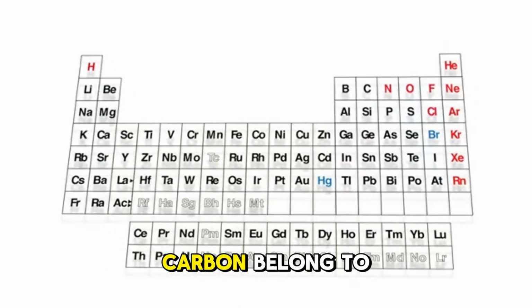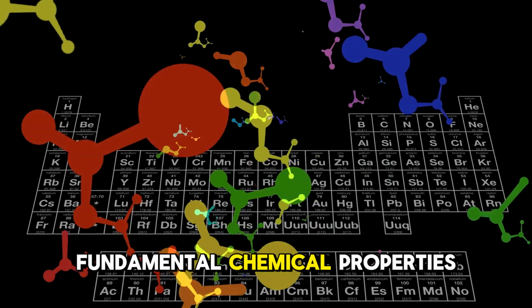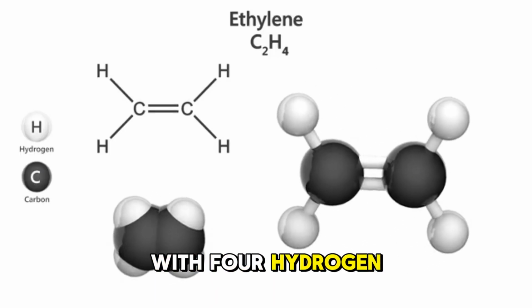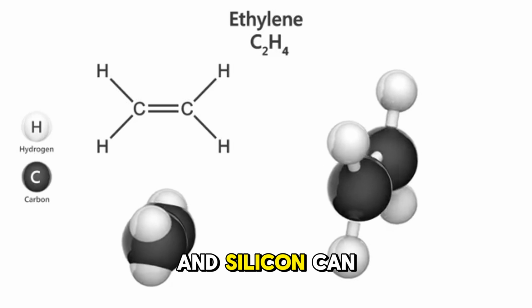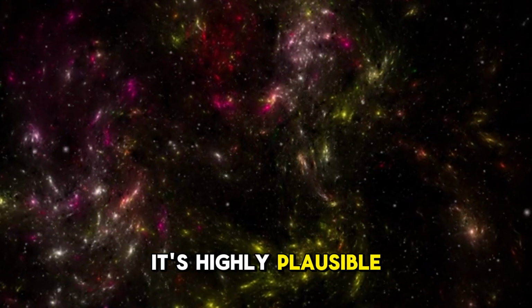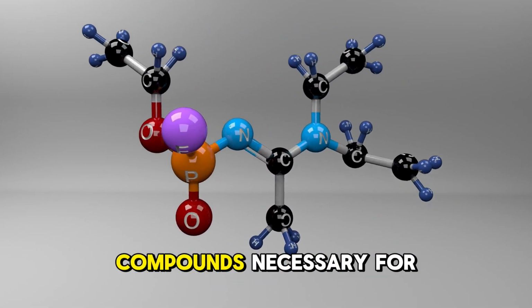Because silicon and carbon belong to the same group of elements, they share similar fundamental chemical properties. For example, carbon can combine with 4 hydrogen atoms to create methane, and silicon can do the same to form silane. Therefore, it's highly plausible that in the vastness of the universe, silicon could also form the organic compounds necessary for life.